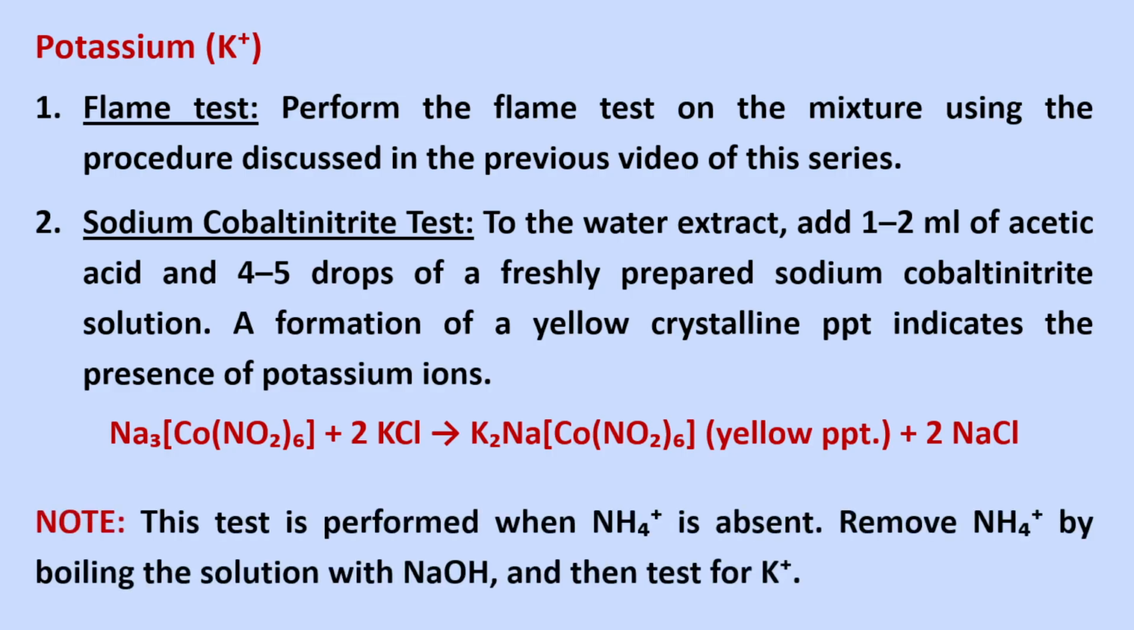Note, this test for potassium should be performed only after ensuring that ammonium ions are absent, because ammonium ion also gives the same test. To eliminate ammonia, simply boil the solution with sodium hydroxide before proceeding with the potassium test.